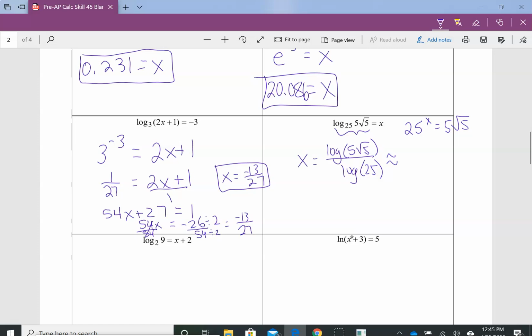So I'm going to take log of 5 times square root of 5 divided by log 25. Calculator is going to give me, actually, it's not even approximately equal to, it's exactly equal to 0.75. Okay.